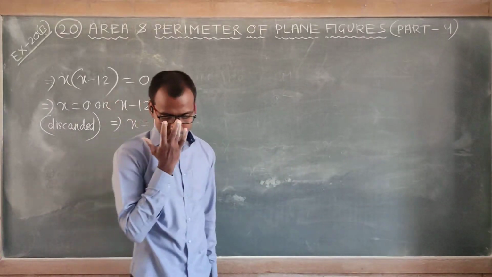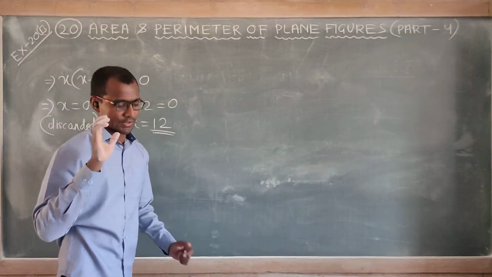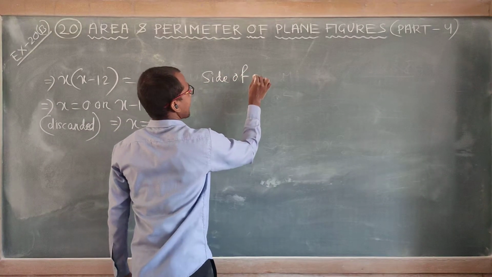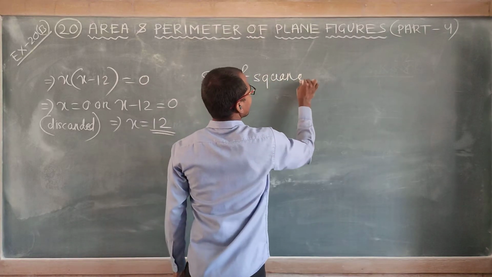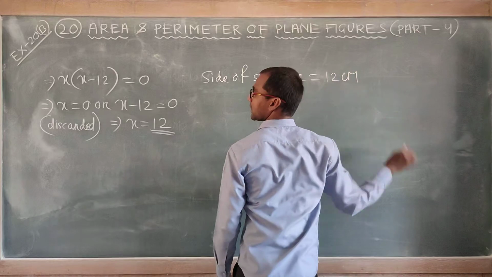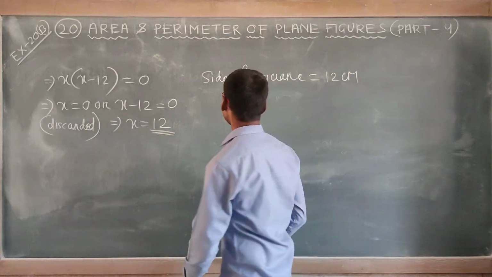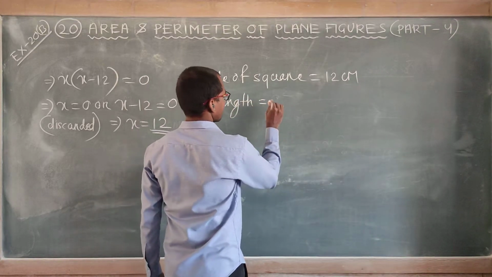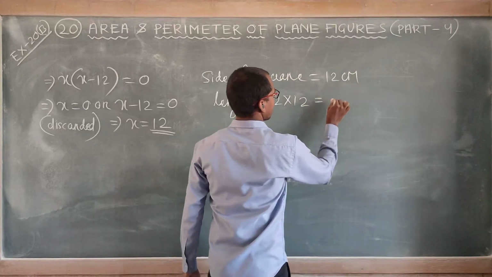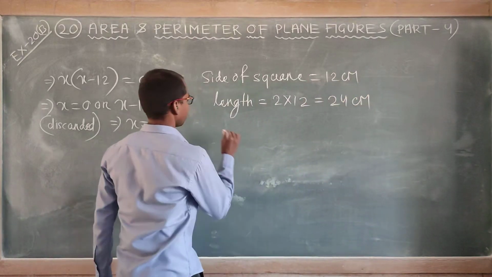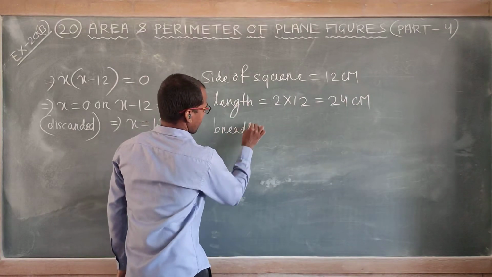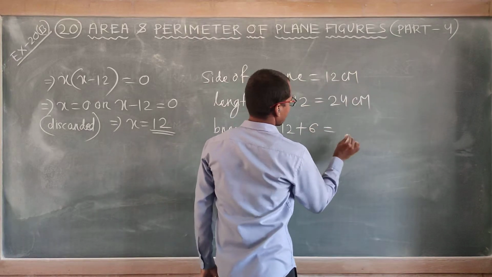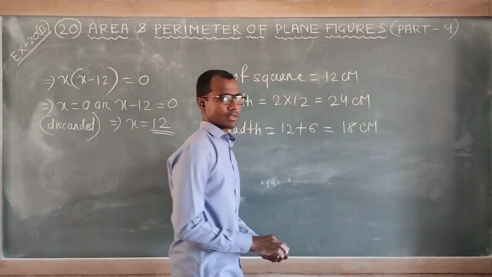So what do you have to find? Find the dimensions of each. Side of the square is equal to 12 cm. Then the length of the rectangle is 2 times that, so 2 into 12 is 24 cm. Breadth is equal to x plus 6, that is 18 cm.